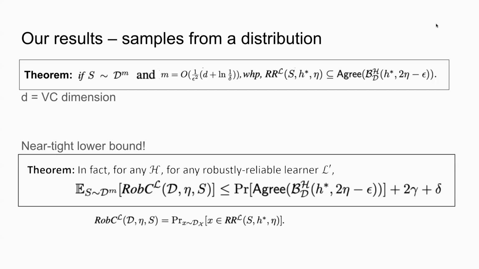For any robustly reliable learner L, if we're sampling S from some data distribution D, then the probability mass of the points in the robustly reliable region for L can be at most this agreement region plus some small terms. So again, I haven't included all the details here, but feel free to check them.